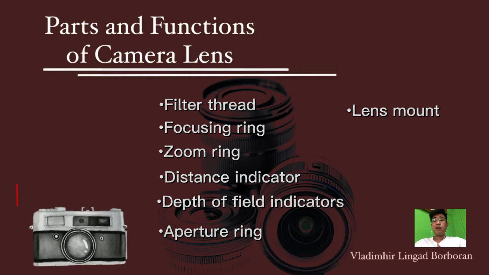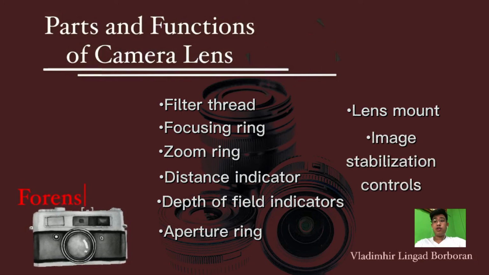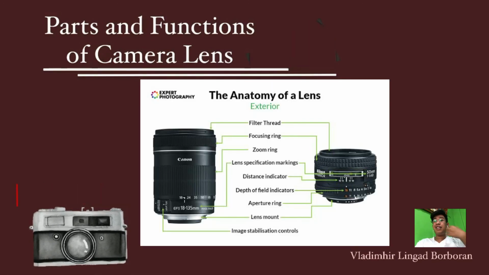For our last part, we have the image stabilization. Many modern camera lenses have built-in image stabilization. This allows you to capture scenes handheld that was previously challenging. This technology utilizes the latest gyroscopic sensors and motors to stabilize any movements in the lens element. Camera shake is a thing of the past. And that's the parts and functions of our camera lenses.